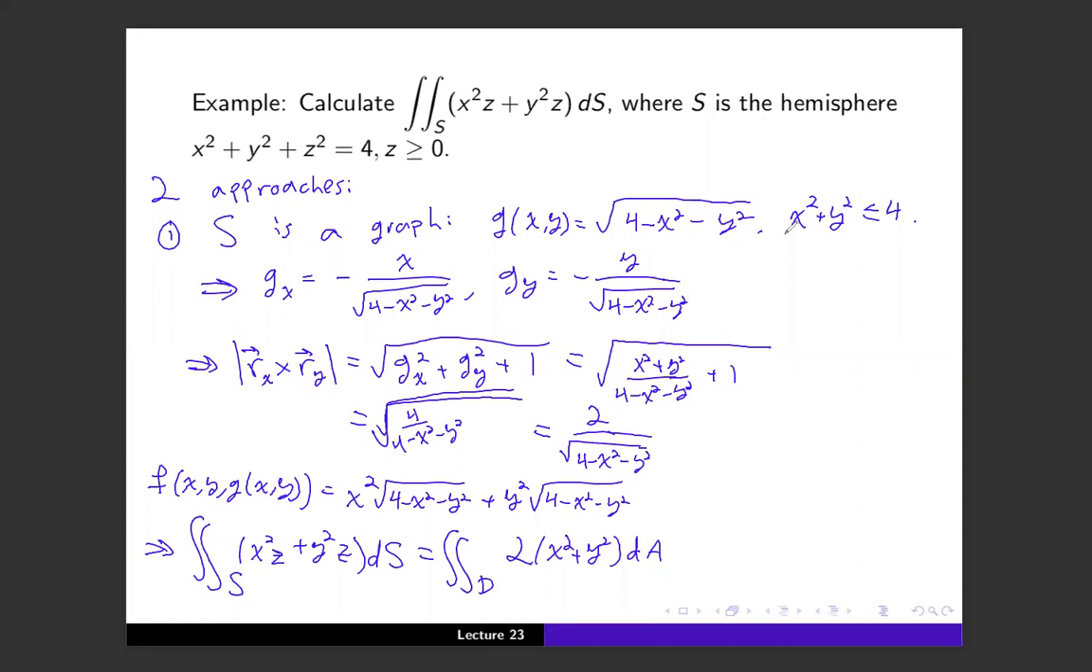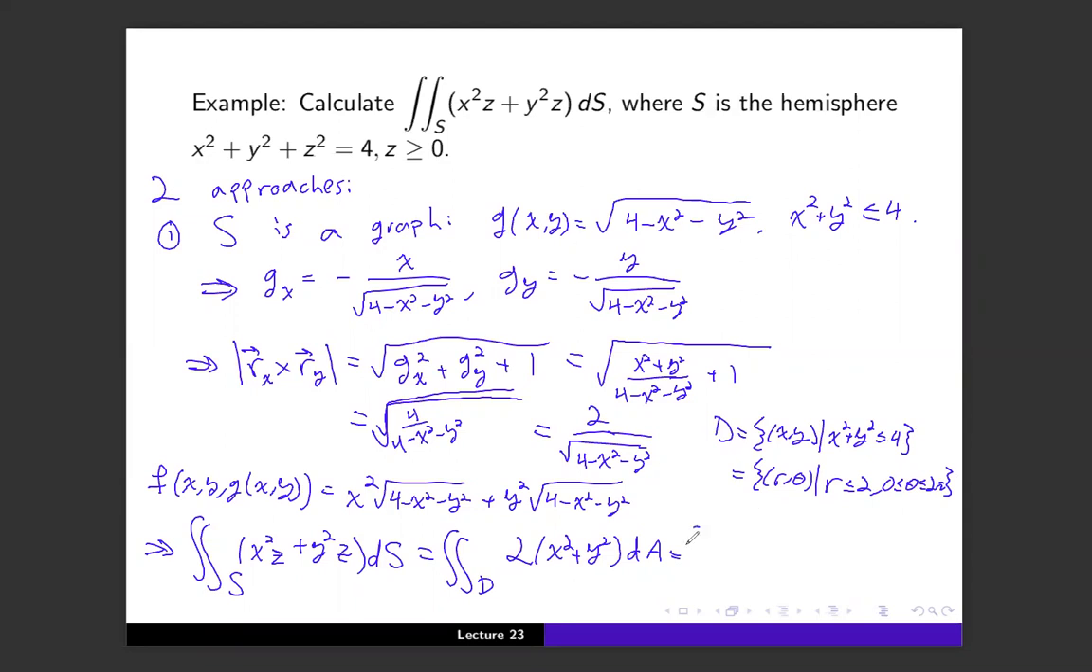Now, by the way, what is D? Well, D is all x and y so that x squared plus y squared is less than or equal to 4. But you can do that in polar coordinates, which is, I think, a little bit easier in this case. It's all points so that r is less than or equal to 2, and theta can be anything.